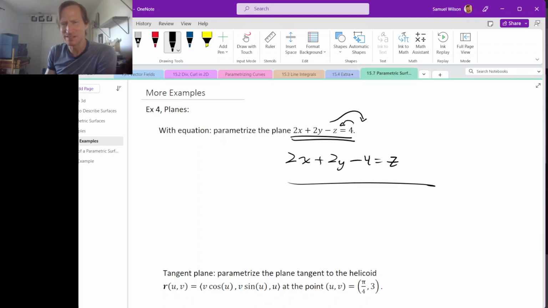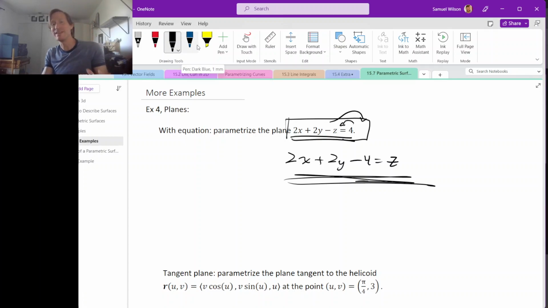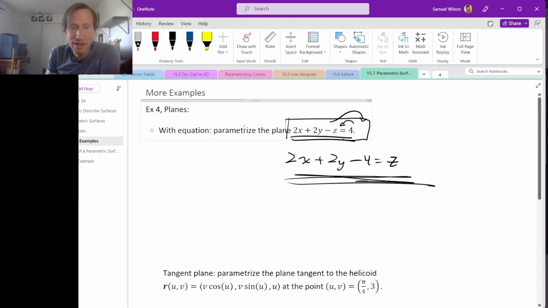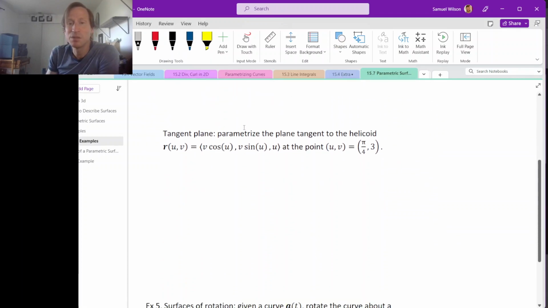Let's look at a different example, because sometimes this was so easy to figure out how to parameterize because we're explicitly given this plane with an equation, and we can turn an equation into a function. Z is a function of x and y. But that's not always how information about planes comes to us. So for example, let's parameterize the plane tangent to this helicoid at the point pi over 4, comma 3.